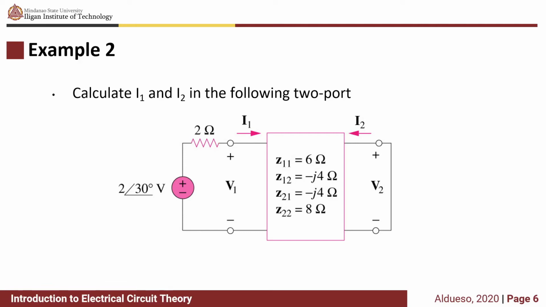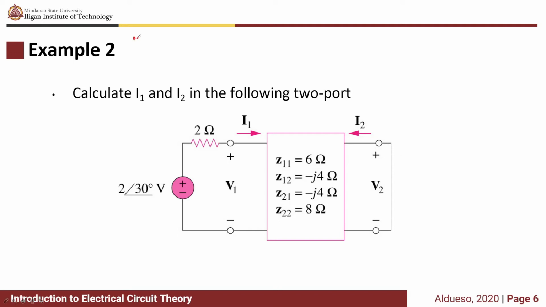So next example, calculate I1 and I2 in the following two ports. For this circuit, we are given the Z parameters and a voltage source in series with a resistor is connected to port 1 and then port 2 is shorted.